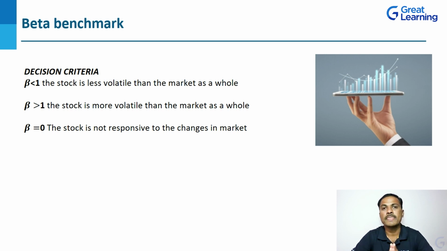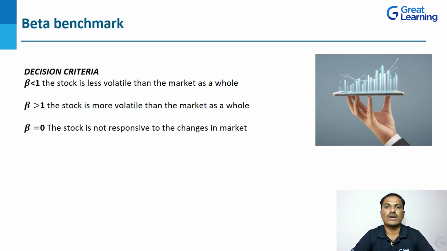BSE Sensex is the benchmark index. When BSE Sensex is moving upward, if the Infosys stock is also moving upward, but not at the pace at which BSE Sensex is moving upward, then it is called beta less than 1. It is moving, of course, but not at the pace at which the market is moving upward.